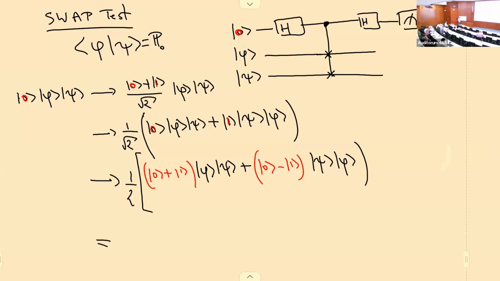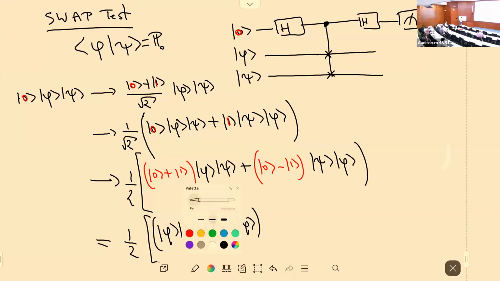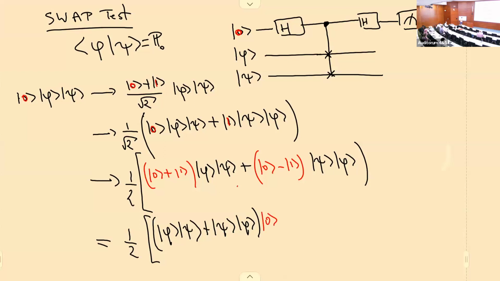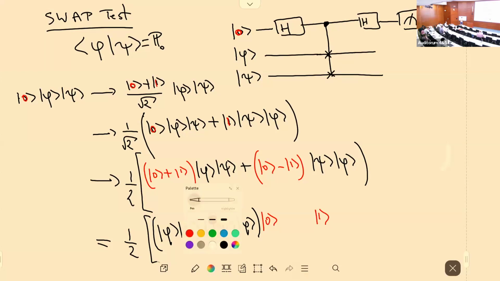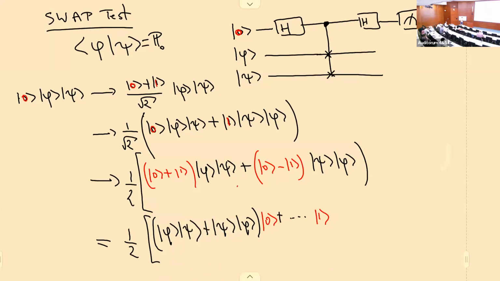And then if I regroup everything, I have phi psi plus psi phi. Apply to 0. Plus something I don't care. Apply to 1. Well, I don't care because in the end I measure only 0, so the inner product of 0 and 1 will be 0, so that will disappear.